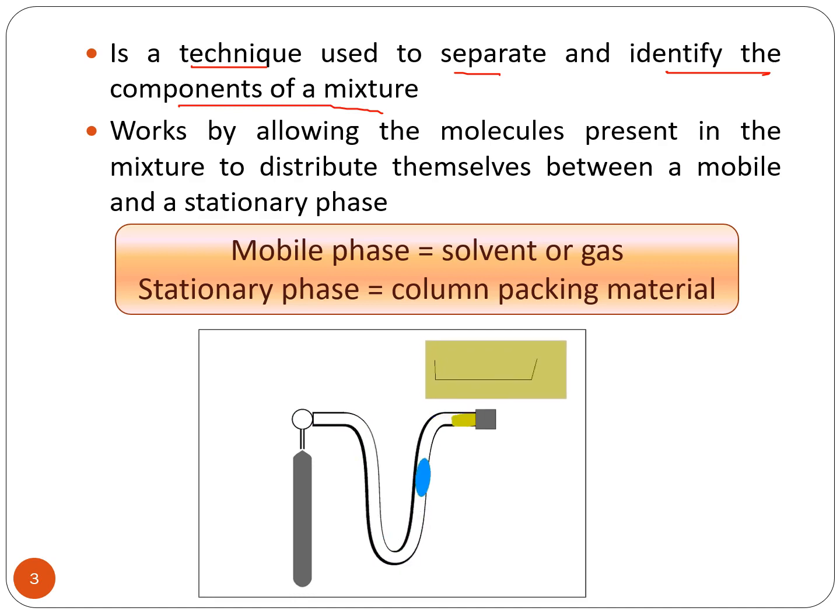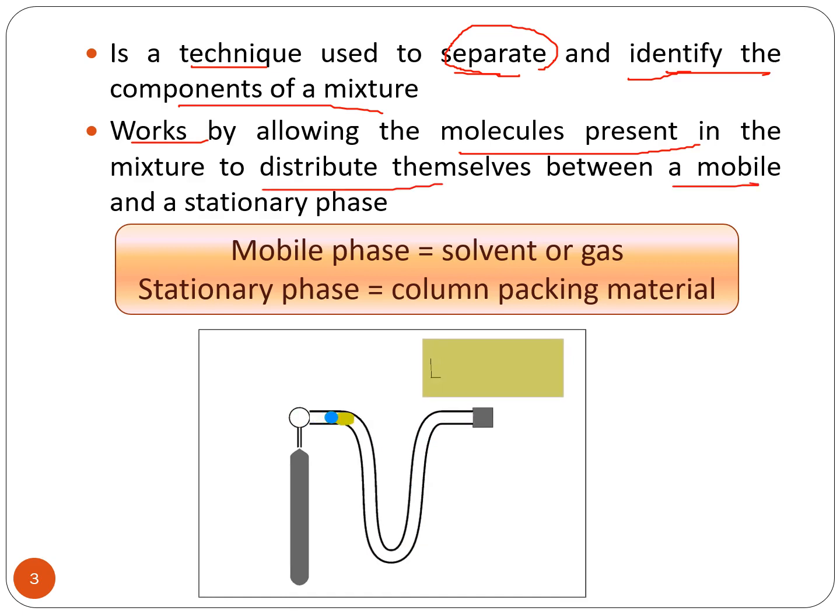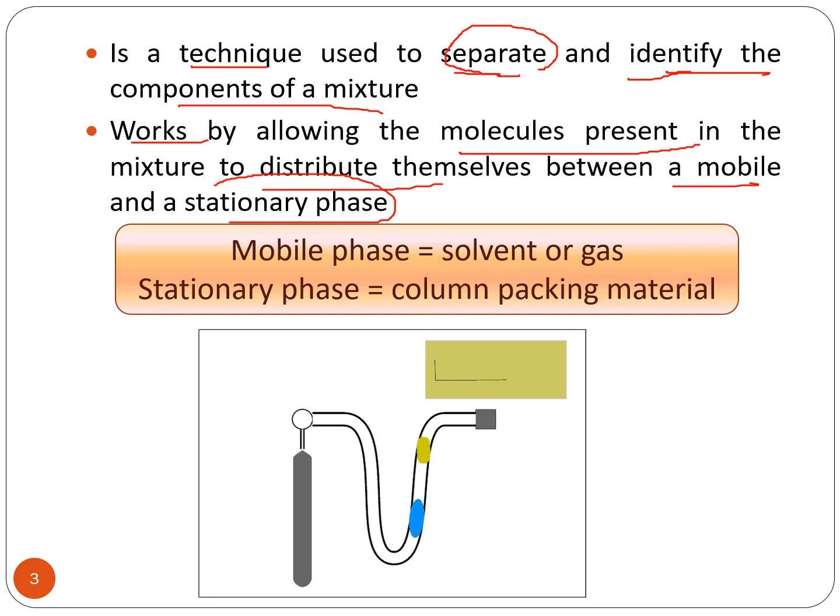So chromatography ni adalah teknik yang digunakan untuk mengasingkan komponen dalam you all punya mixture, and you also boleh identify the components of a mixture. And then this technique works by allowing the molecules present in the mixture to distribute themselves between a mobile phase and the stationary phase. So dalam chromatography you must have the mobile phase.